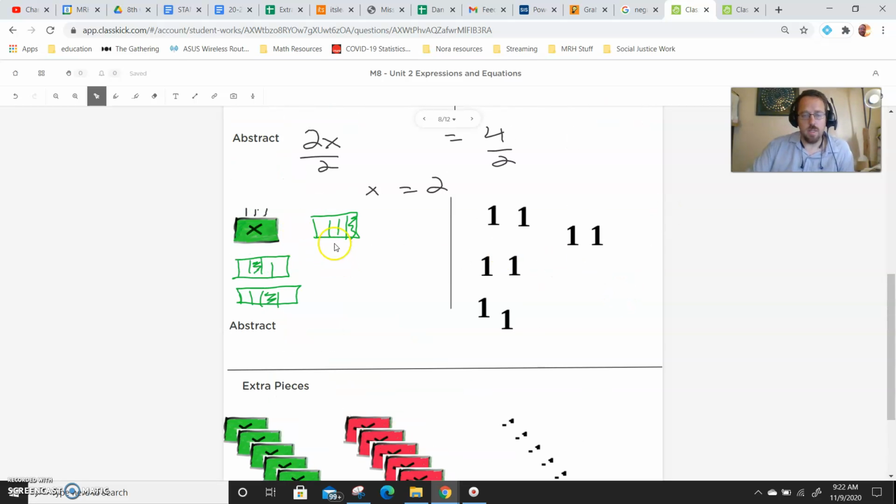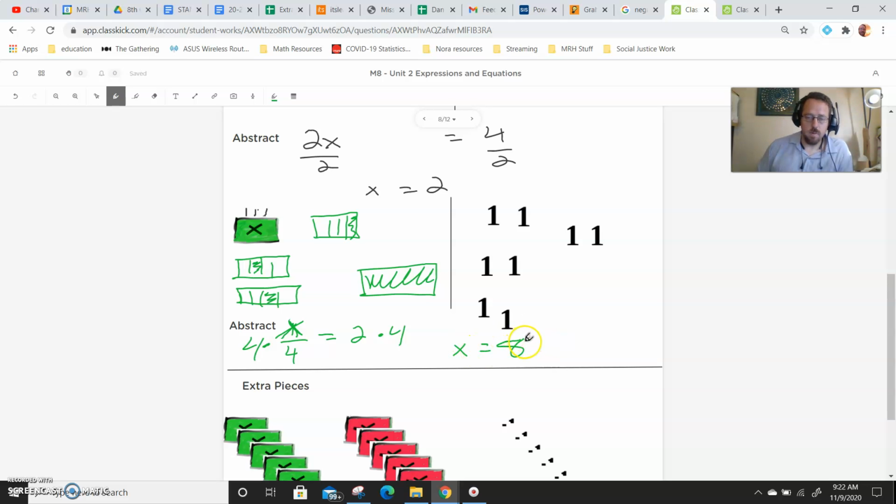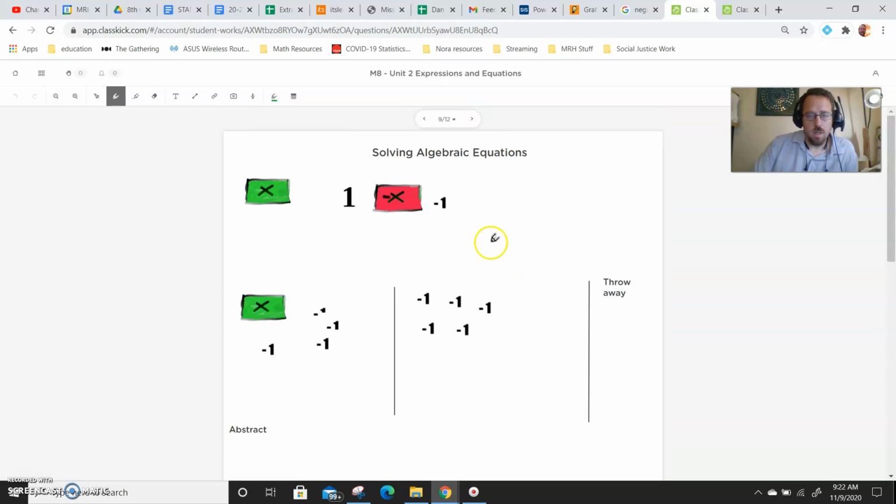Right? And so now that I can see 1 whole x here is equal to 8. So x over 4 is how I'd write that. 1/4 of x equals 2. Multiply both sides by 4. I end up with x equals 8. Okay. All right. So let's jump into some problems to try it out.